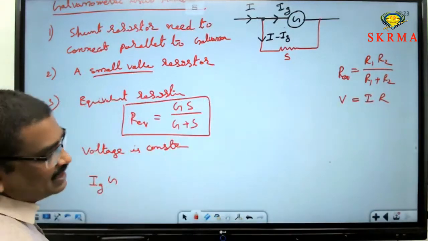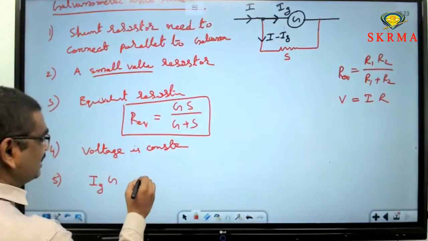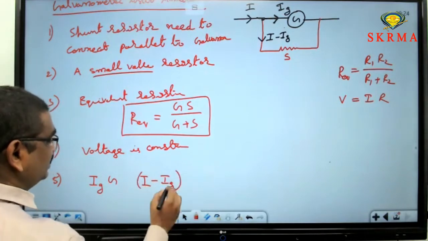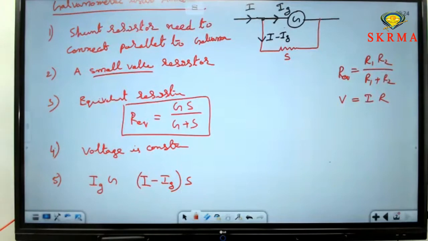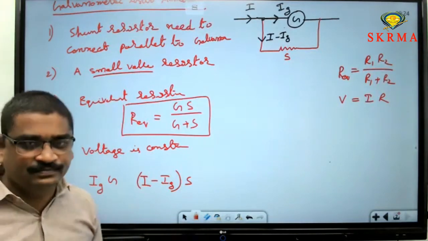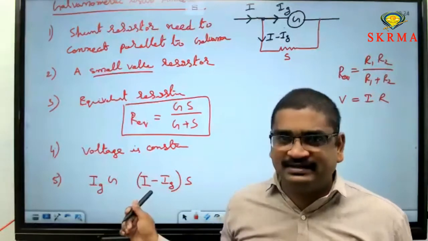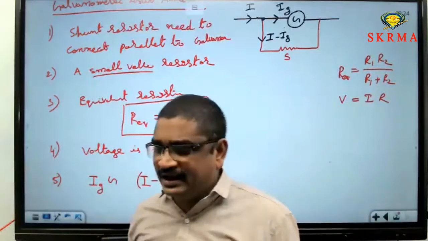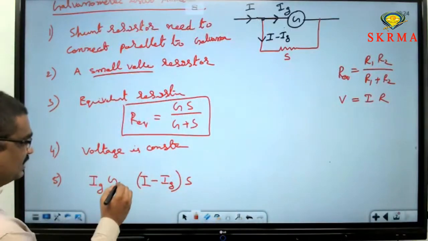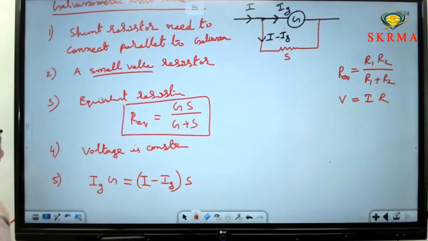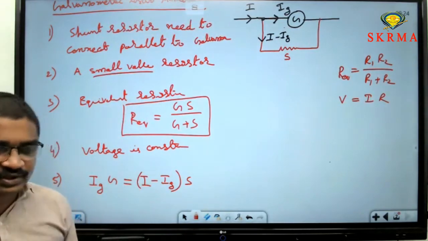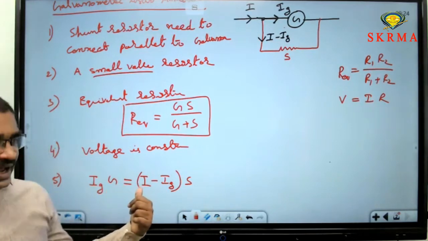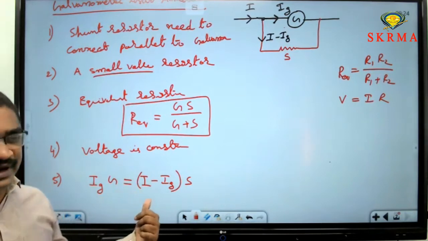Next, what is the voltage across the shunt resistor? The current passing through the shunt resistor is I minus Ig, so the voltage is I minus Ig into S. Now, these two are in parallel, so the voltage across the galvanometer should be equal to the voltage across the shunt resistor.